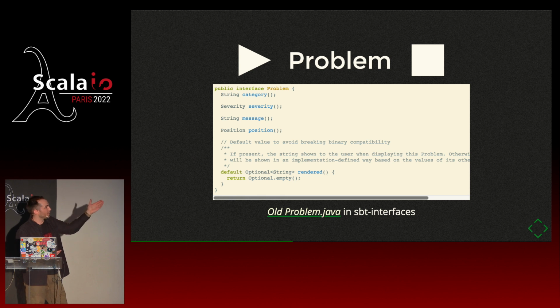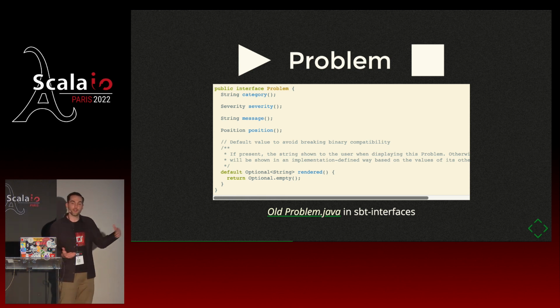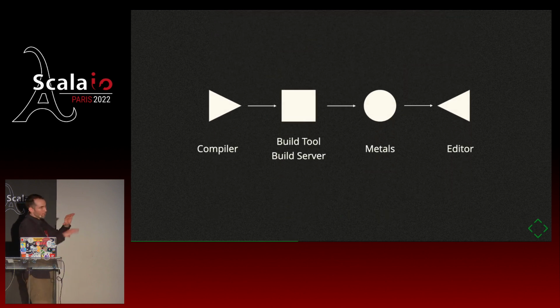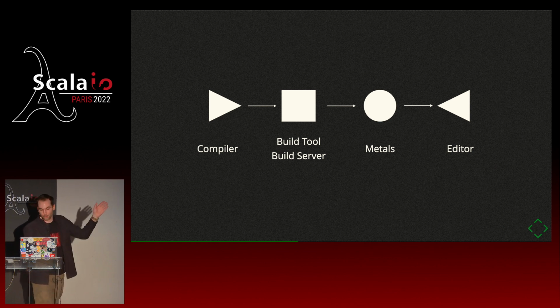We have a category, a severity level, a message, and a position, and then rendered. Rendered will come into play a little bit later, but it has to do with rendering better, more useful diagnostics. So we have this problem here in SBT. And in order to better understand this a little bit, remember our nice diagram where we have the journey.